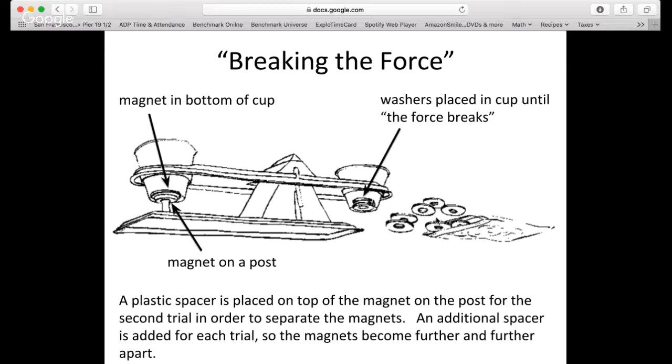The students would put washers in the cup on the other side of the equal arm balance until the two magnets separated and the force broke. With each subsequent trial, they would put a small plastic spacer in between the magnet on a post and the magnet in the cup to increase the distance between those two magnets. And so the students were supposed to see that as they recorded the number of washers it took to break the force between two magnets, as the distance between the magnets increased, the amount of force decreased to break the force attraction between the two.